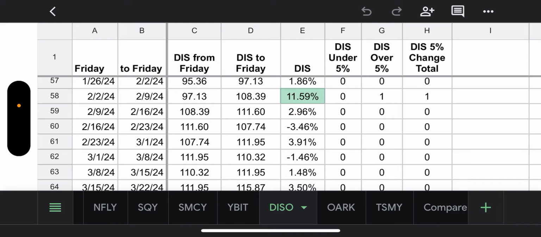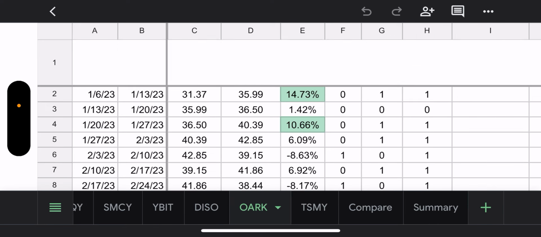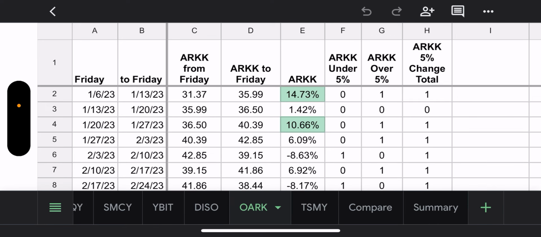I know a lot of people are not fans of DISO, but the underlying Disney does not move much. It's safe. Hopefully the IV, you know, justifies investing in it, right? Last I checked, it did not though. All right, here's OARK. OARK launched when Tesla launched.